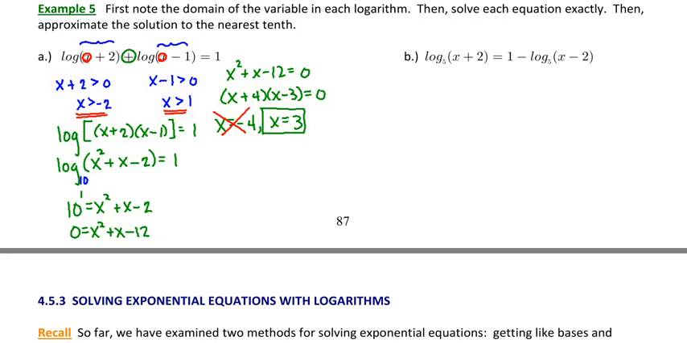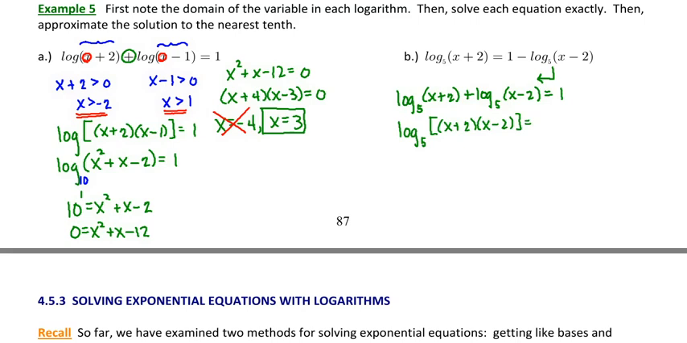Let's try another example. We have log base 5 of x plus 2 equals 1 minus log base 5 of x minus 2. Before we can solve, we need to collect all of our logarithms together on one side. So I'm going to add this logarithm to both sides. This ends up looking like log base 5 of x plus 2 plus log base 5 of x minus 2 equals 1.